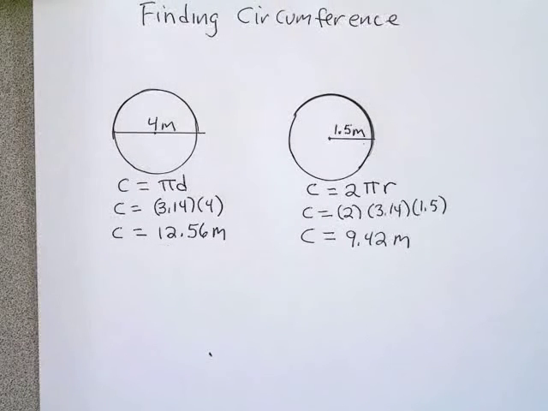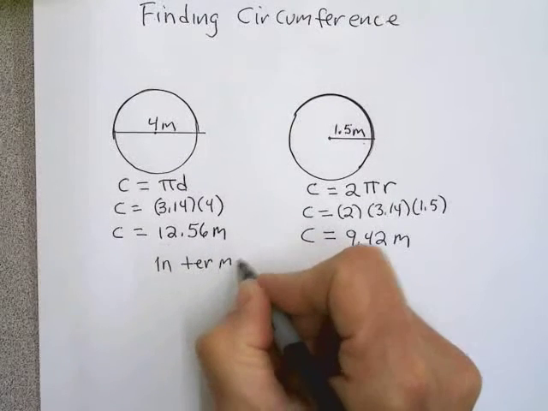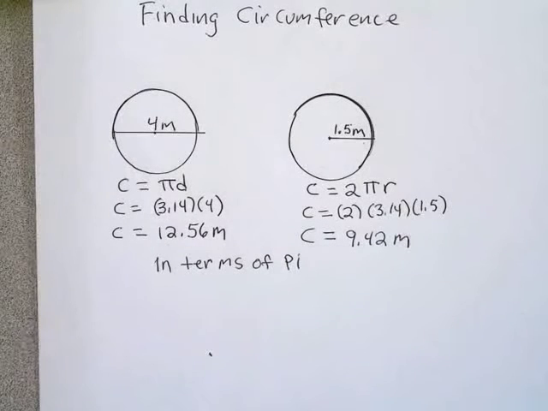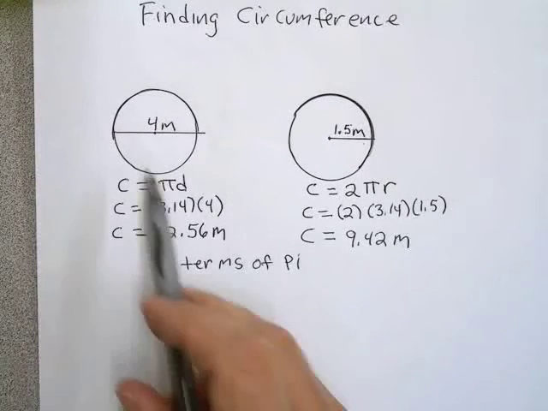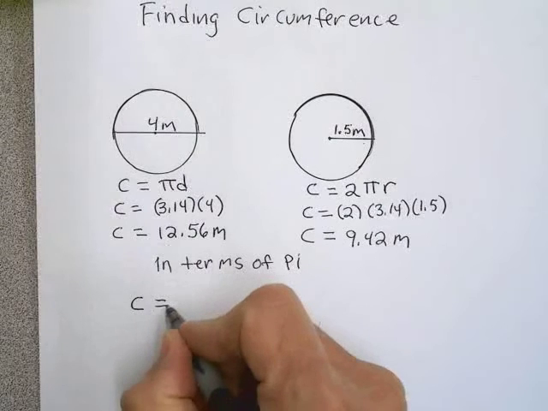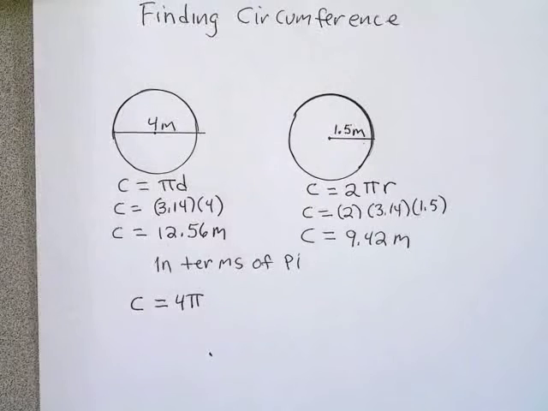There's also another way that we can give this answer, and the way we would give this answer is what's known as in terms of pi, and pi is pi, by the way. Okay, so if I was asked to answer this question, finding the circumference of a circle with a diameter of 4 meters, well, what I could say is that the circumference would equal 4 multiplied by pi. And that's all I would have to do. That's my answer in terms of pi.